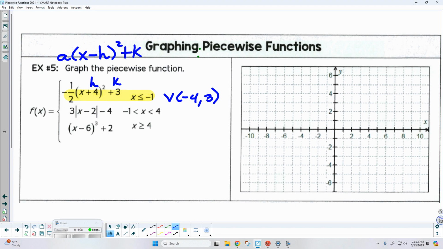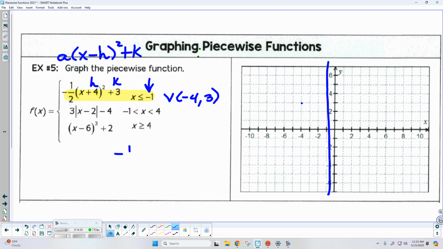So this goes all the way back to, oh my gosh, October-ish when we were going through quadratics. So we have (-4, 3). So we got a point right here. Okay. Now, let's go ahead and use this boundary. We know it has to exist from -1 over to the left. It can only exist in this region. So let's see where it's going to fall onto this line right here.